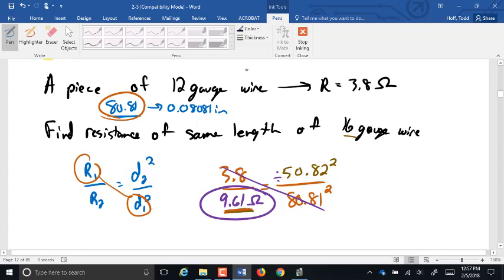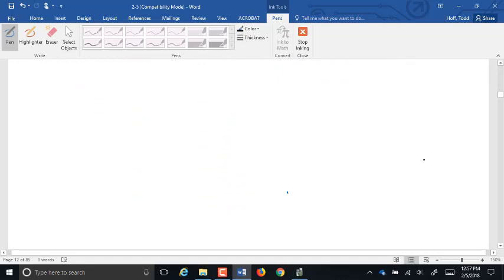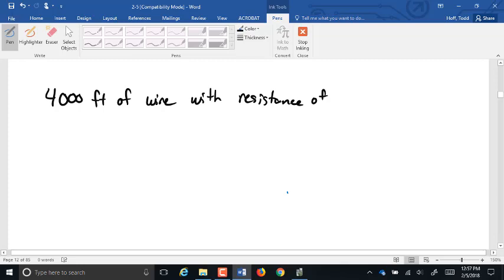The other thing they have here is they actually have resistance per foot. Let's say we have resistance per 1,000 feet. So let's say I have 4,000 feet of wire with resistance of 20.256 ohms. What gauge wire is that?